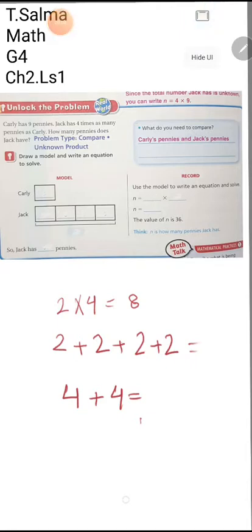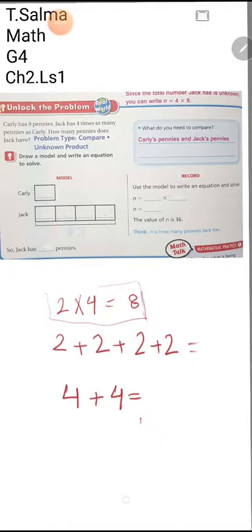Today we will start the first lesson in chapter 2, multiplication comparison. How can you describe the multiplication by using a model and by using an equation? Let's see here. 2 multiplied by 4 equals 8. You know that from the multiplication tables or timetables.